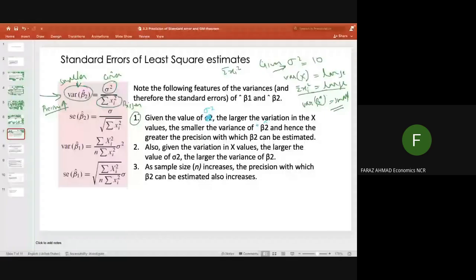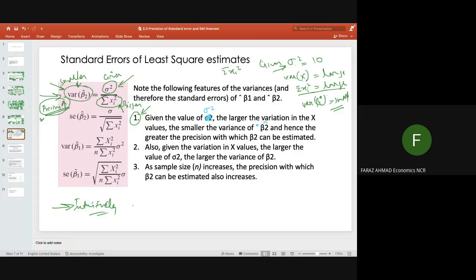If variance of beta 2 hat is small, precision is high. That is what is written in point number 1. Now, this statement comes from the formula. It is simply saying that for a given numerator, the bigger the denominator, the smaller is the thing we are calculating. If the thing we are calculating is small, this other thing will be high, which is precision. So given sigma squared, the bigger the variance of x, the smaller the variance of beta 2 hat, and the greater the precision.